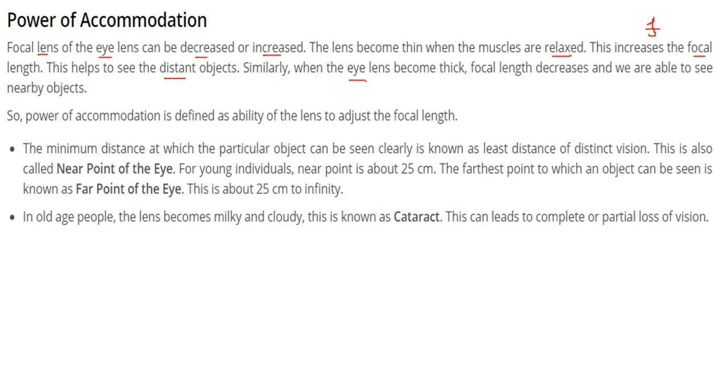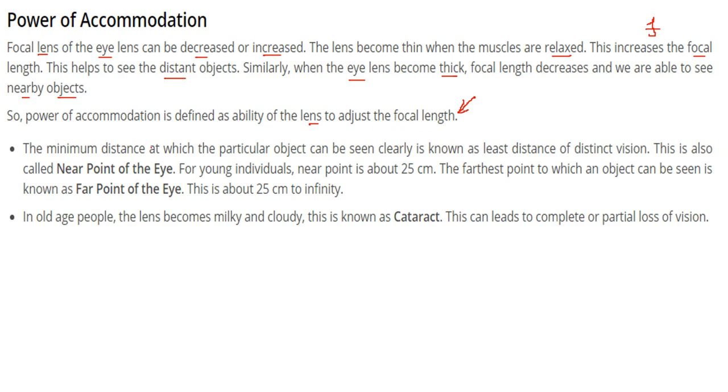When the eye lens becomes thick, the focal length decreases, and now we are able to see the nearby objects. So the power of accommodation is defined as the ability of the lens to adjust the focal length, to increase or decrease the focal length in order to see distant or near objects.